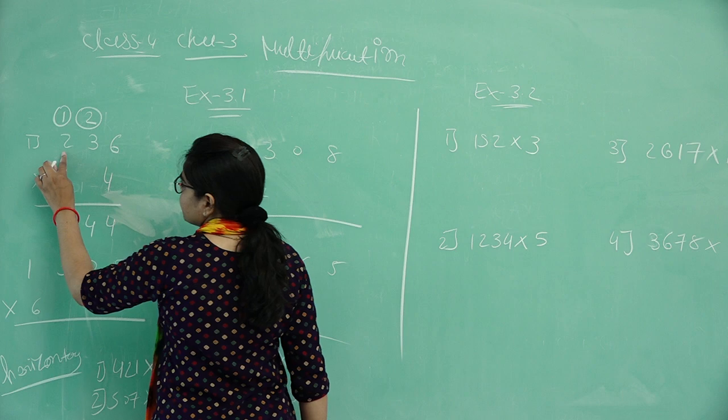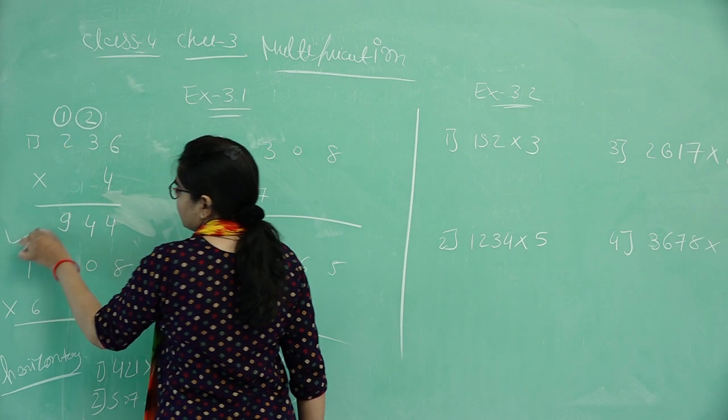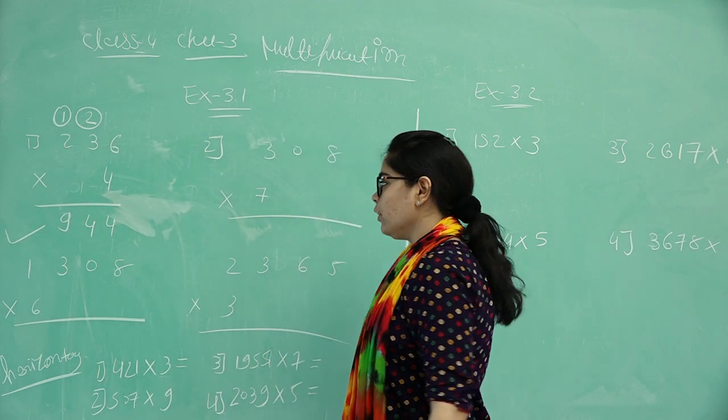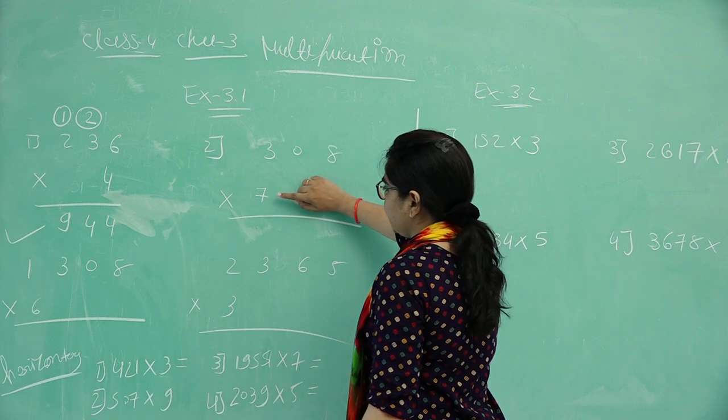Then 4 2s are 8. 8 plus 1, 9. Then your answer is 944. Let us go with our second example.